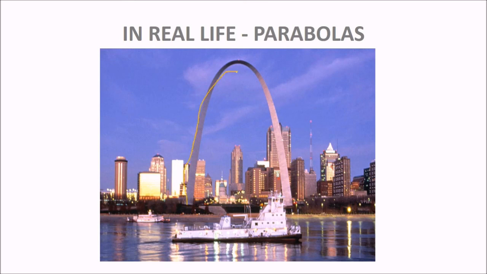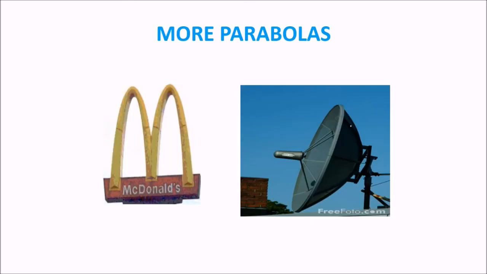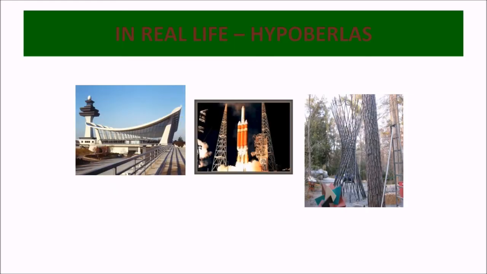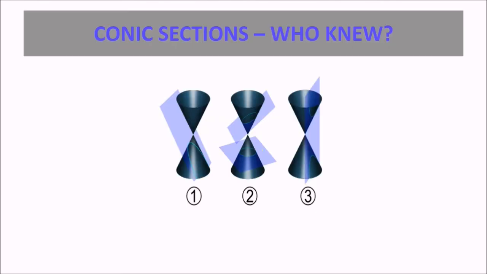This is a real life parabola. We have parabolas in transmission. The antennas are made like this to gather more incoming radiations, and they can be directed. See, this McDonald's also is showing some parabolas. This is a hyperbola. Again a hyperbola. So we now know what the conic sections are.